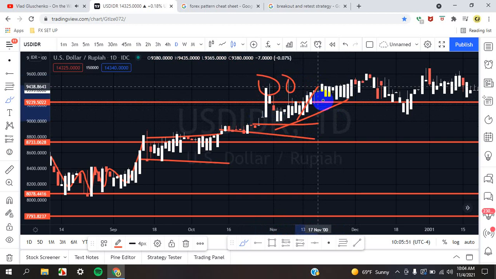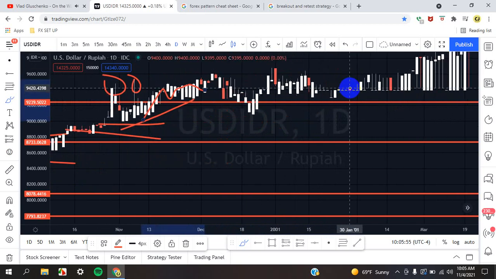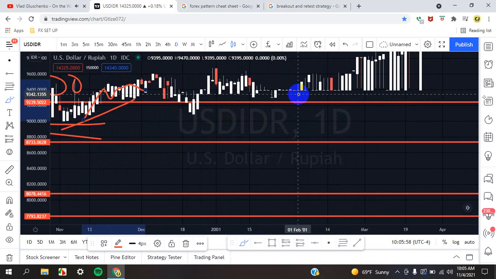So it did another break, retest, consolidated, and so on. So a lot of break and retest, a lot of consolidation with USD IDR.